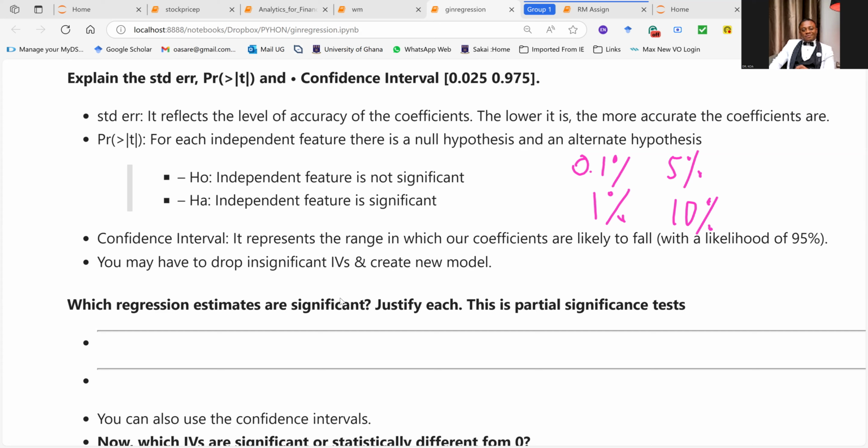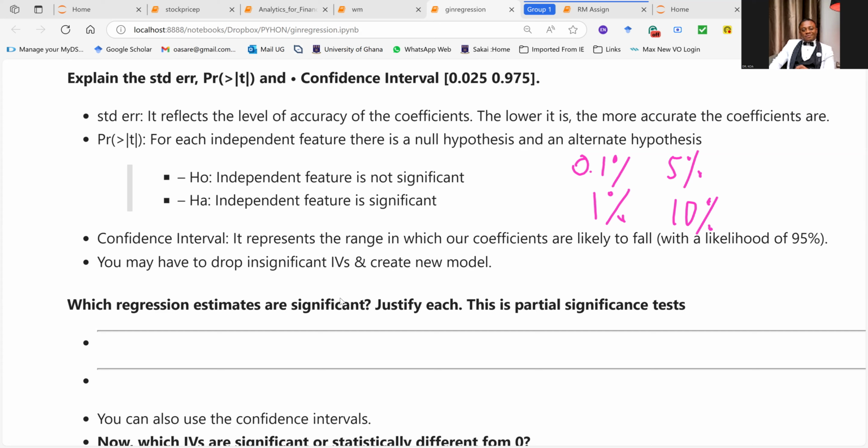You see, when the p-value is more than 5%, it's insignificant. In this case, it's a little more than 5%, so it's insignificant. However, there are three major significance levels you can use. Actually, there are four. You can use 0.1%. Then you can use 1%. Then you can use 5%, which is the default. And then you can use 10%.